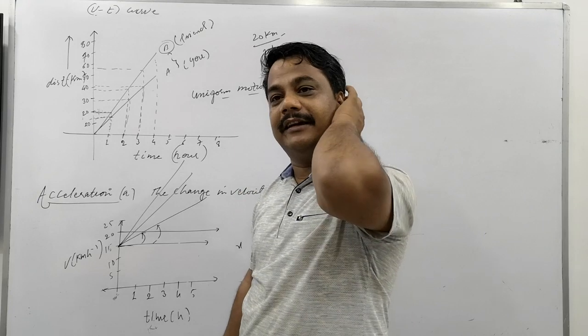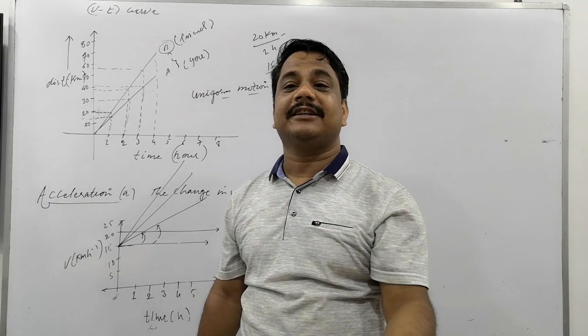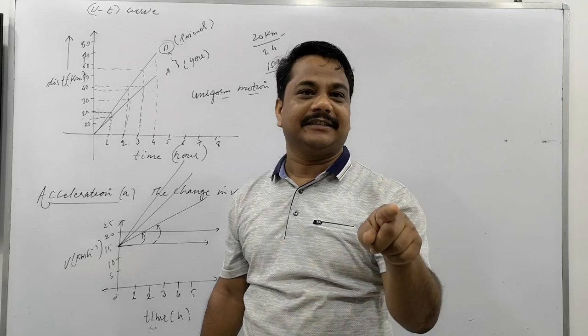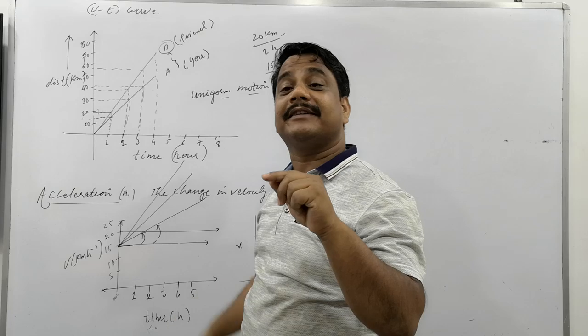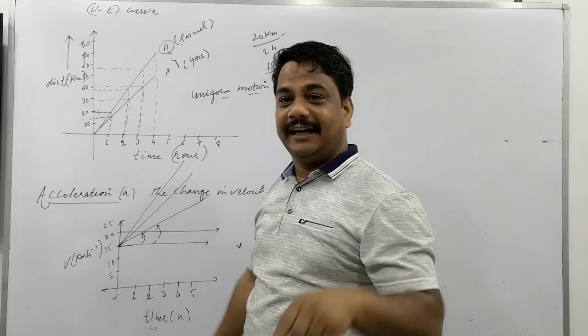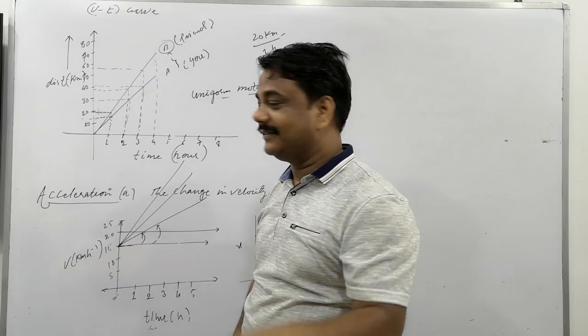What can we conclude here? The slope of the VT curve is the measure of acceleration. The same applies to the XT curve: the slope of the XT curve gives the velocity and the slope of the VT curve gives the acceleration. You will remember this please. Is that clear?